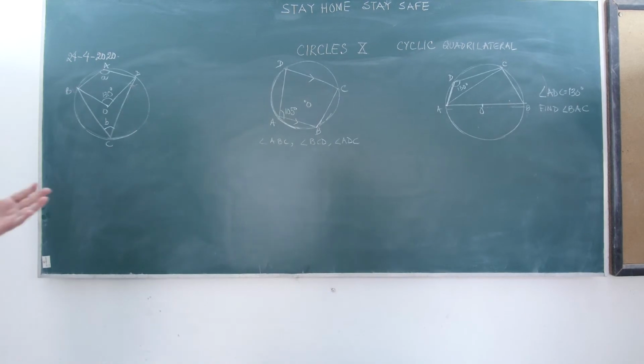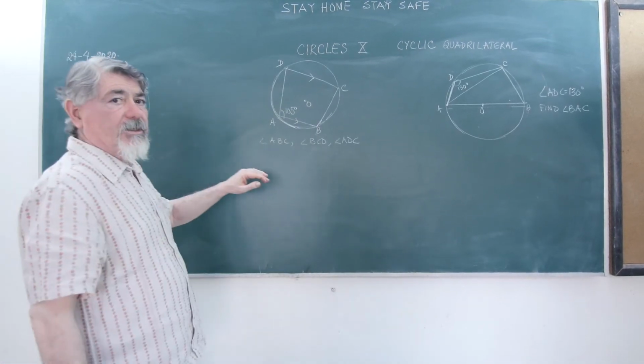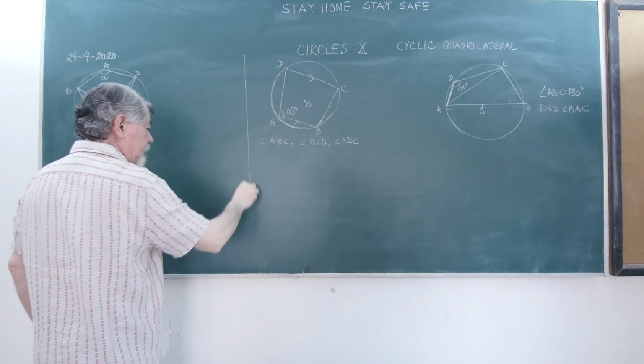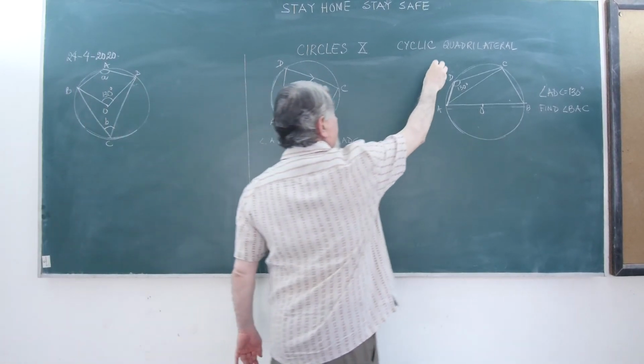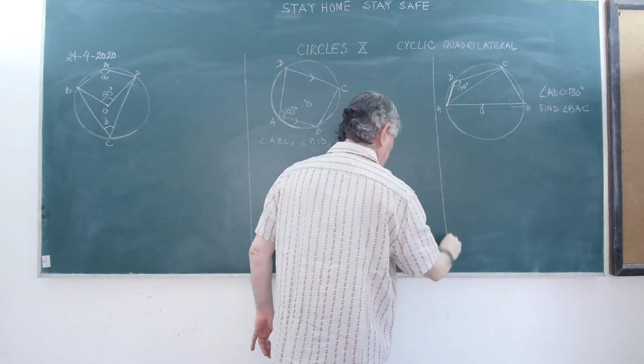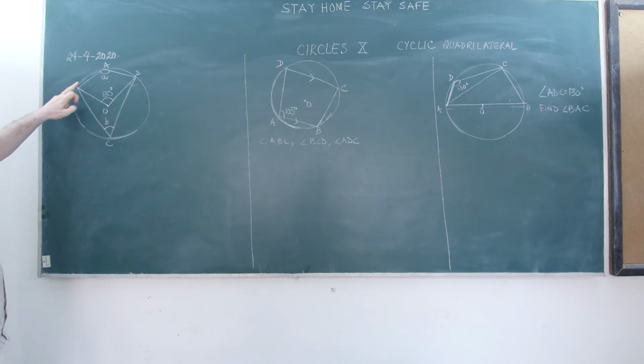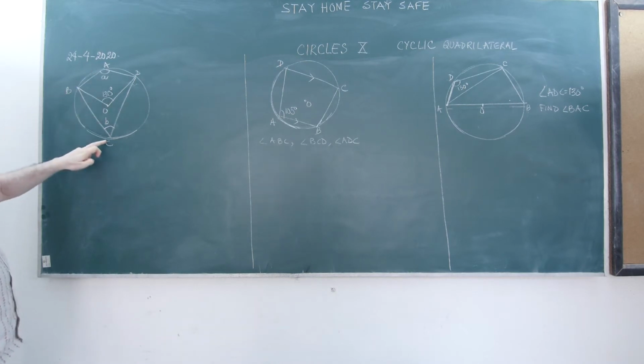We are going to discuss some problems based on cyclic quadrilateral. There are 3 questions which we are going to discuss based on cyclic quadrilaterals. Now let us look into question number 1, where ABCD is a cyclic quadrilateral.